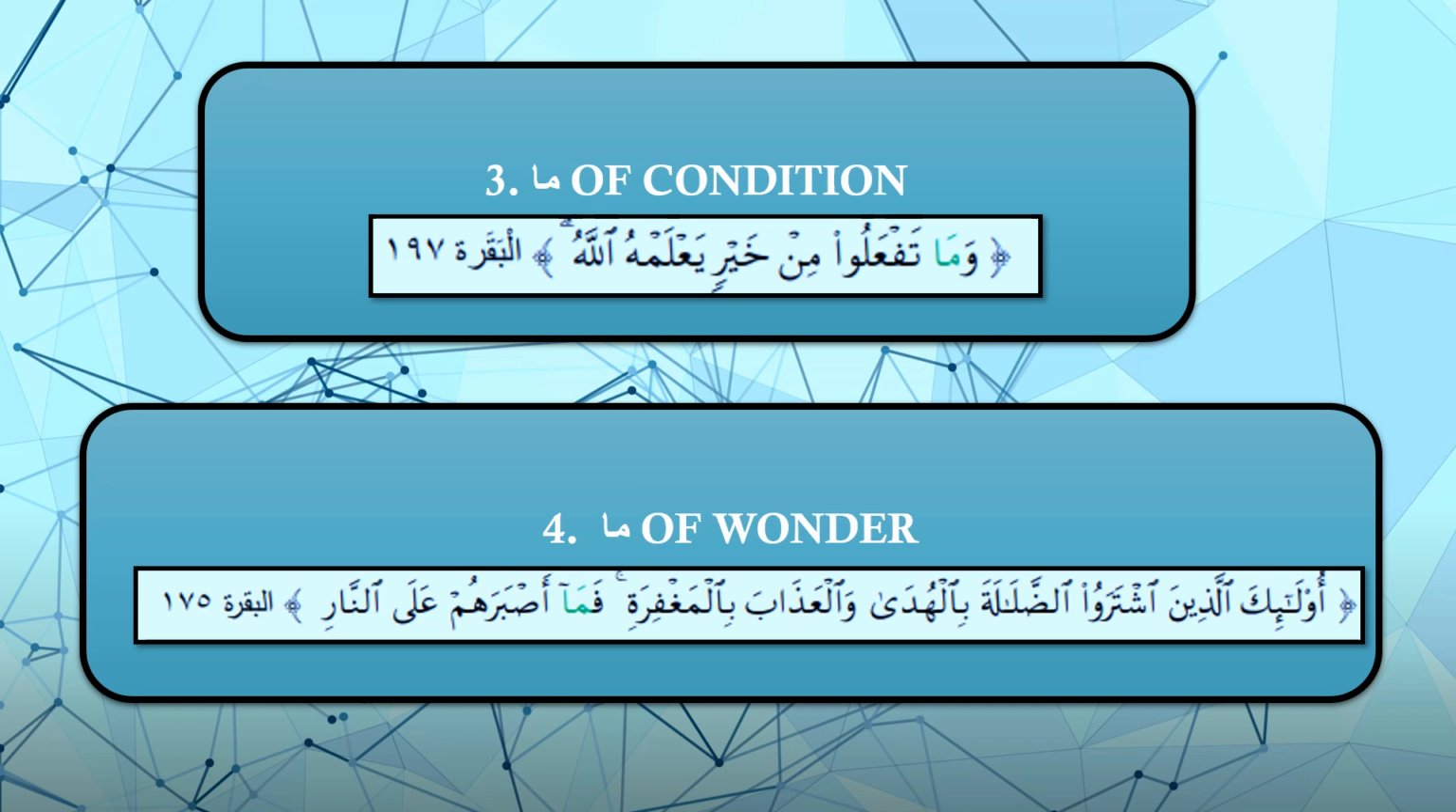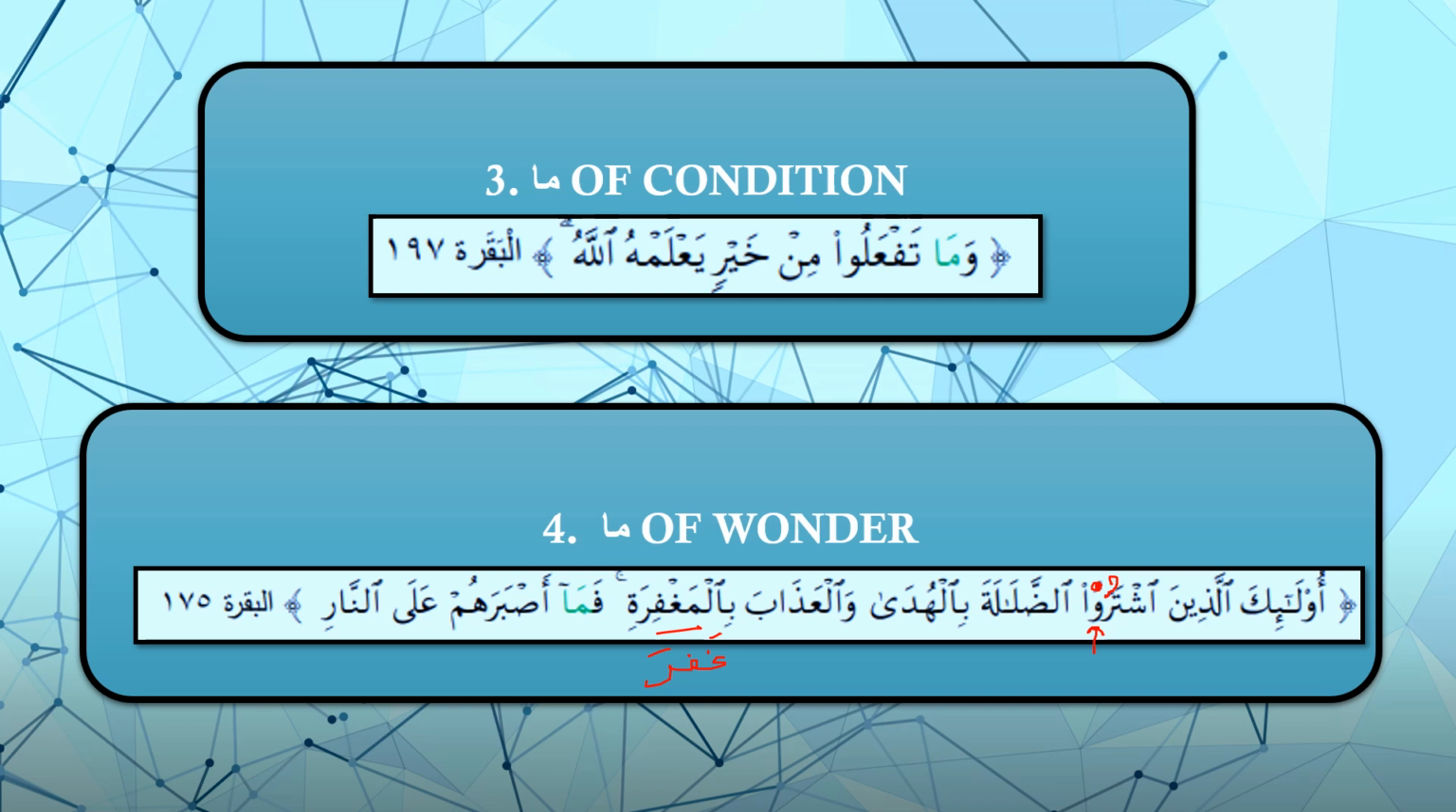So there is a small printing mistake here. It should be a dhamma on ishtaru, and there shouldn't be any haraka over the vowel, because this is the jama long vowel. So the ones who buy, ishtaru. Dalala bil huda means those who prefer going astray instead of guidance. Well, and azaba bil maghfira. Azab means torment instead of maghfira. It is also coming from the verb ghafara, forgiveness. Instead of forgiveness, those people.